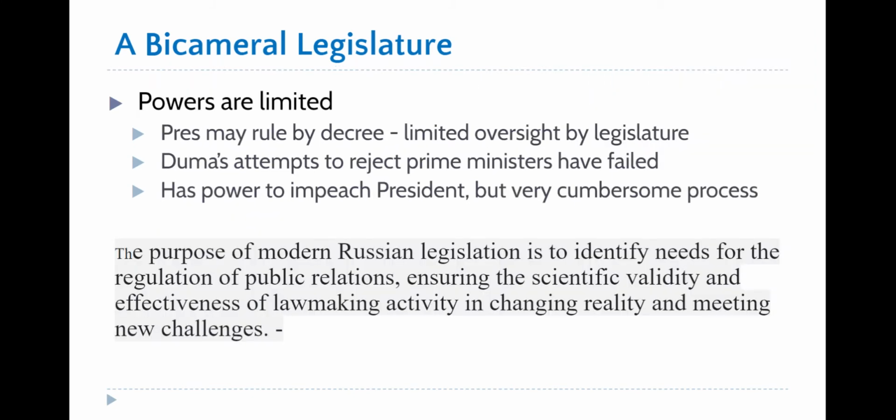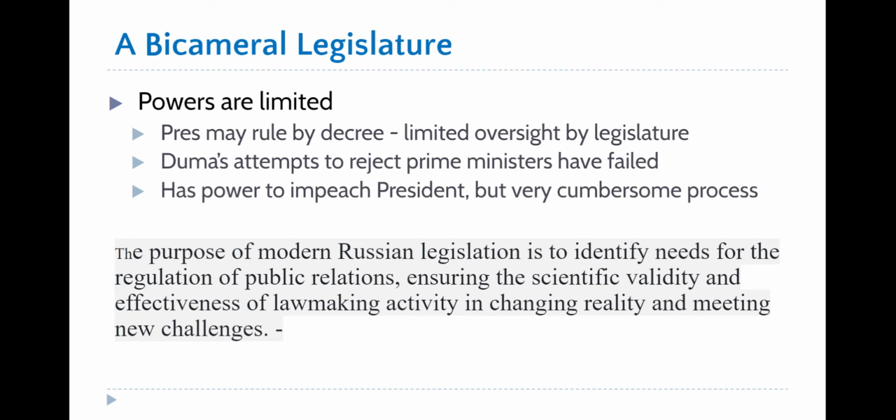But powers are limited. So for one thing, when we talked about the executive branch, the president can rule by decree. So that, of course, gives limited oversight by the legislature. There are some really interesting things within the government that are a nod to some of its parliamentary leanings. The Duma can technically remove the prime minister that the president chooses. But this initiates a situation in which, if the Duma rejects the prime minister 3 times, then the president can dissolve the Duma, and it's a big old mess.